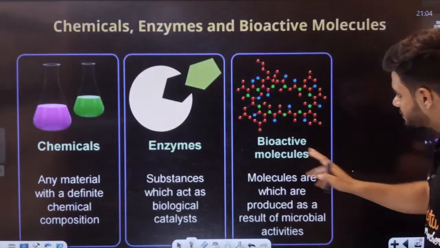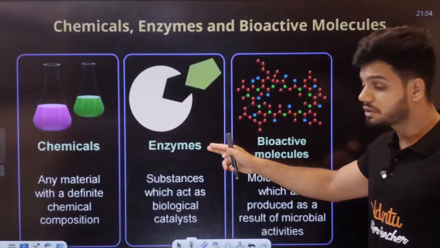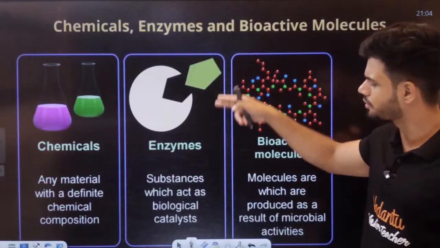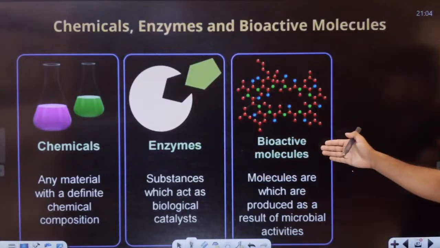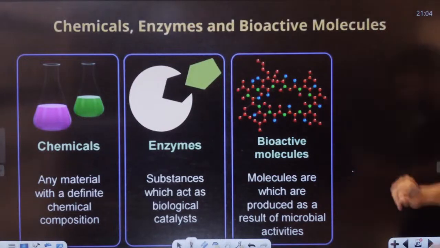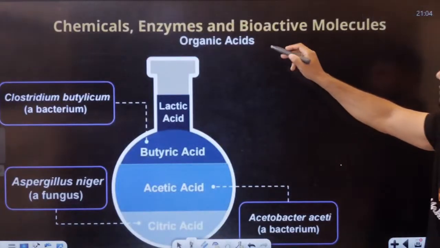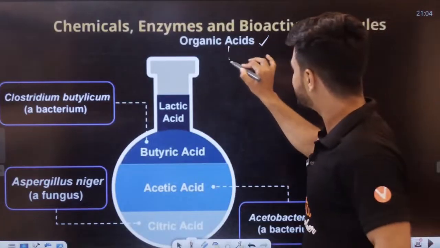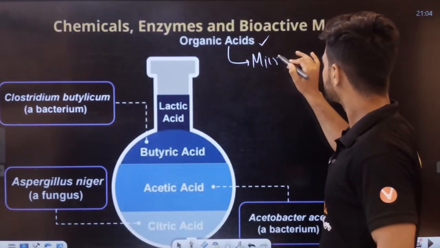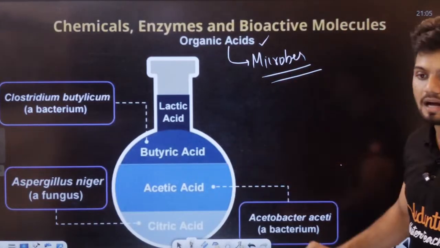Now, chemicals. We have three main categories here. Direct chemicals. Some of them are enzymes. Enzymes are basically from microbes. Bioactive molecules from microbes, from microbes only, students. Now, the first is the different types of organic acids from microbes. Here are four different examples.